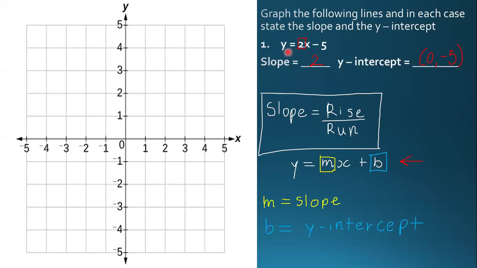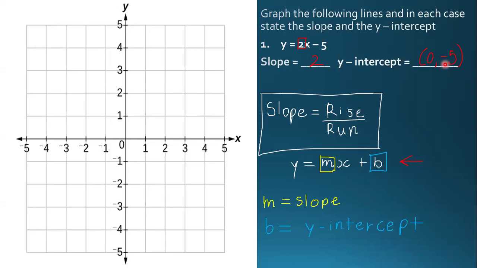So in our formula, y is equal to 2x minus 5. What is the slope? 2. Very good. What is the y-intercept? -5, or 0, -5. Now, in order for you to graph a line, all you need is the slope and a point.